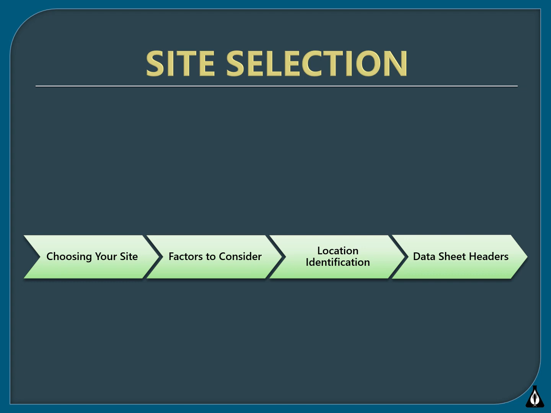And finally, we'll talk about the data headers, which includes site information. The headers are something present on all of your data sheets, and a lot of scientists record this information when they go and collect their samples.